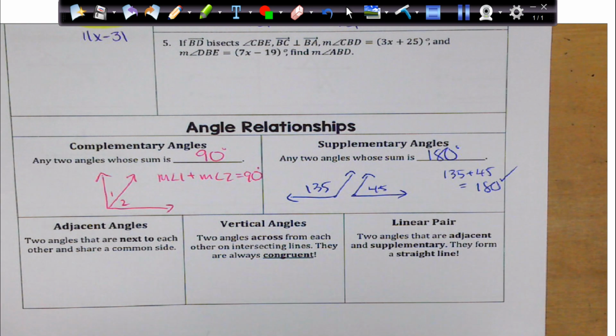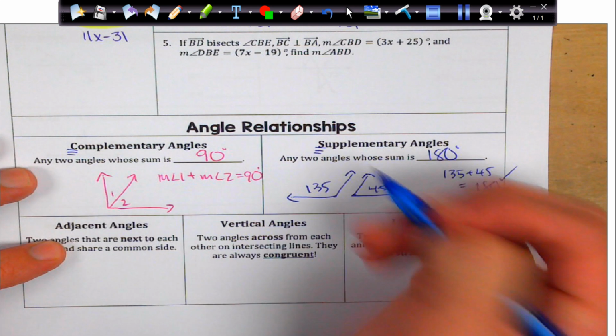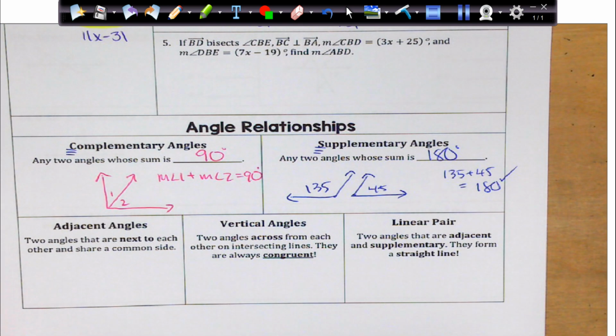Now the way I remember is complementary starts with a C, supplementary starts with an S. C comes before S, that means 90 comes before 180, so it helps me remember complementary adds to 90, supplementary adds to 180.